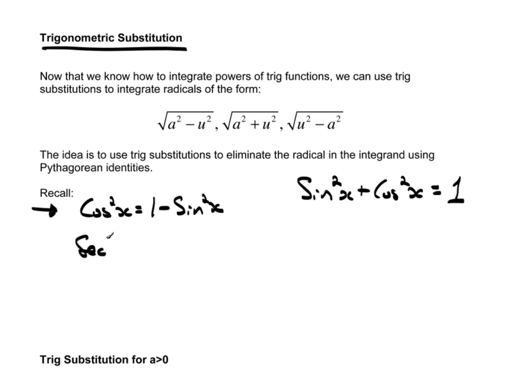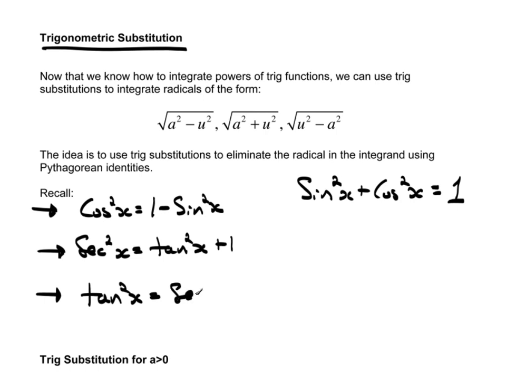Secant squared equals tangent squared plus 1. And then obviously this also would then imply, give us this last identity that we'll use, that tangent squared must be equal to secant squared minus 1. So keep these in mind because they're going to be extremely important here shortly.